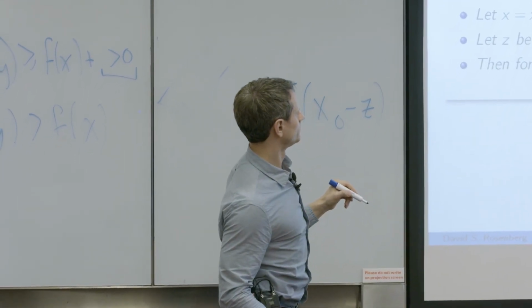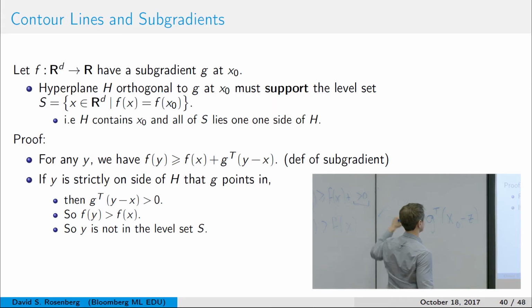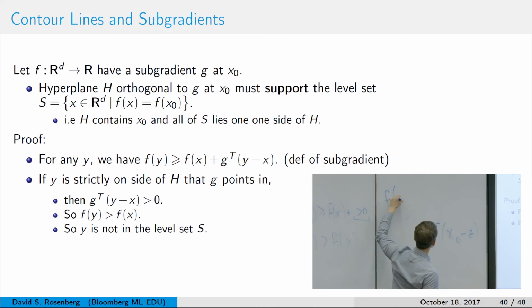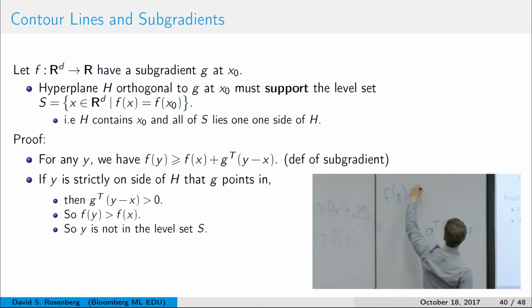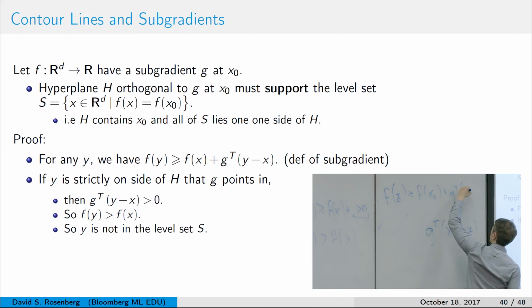Remember our definition of subgradient? Let's write that down so it's very clear. So f of z, where we're ending up, suppose we're going towards z, is greater than or equal to f of x0 plus g transpose (z minus x0), right?